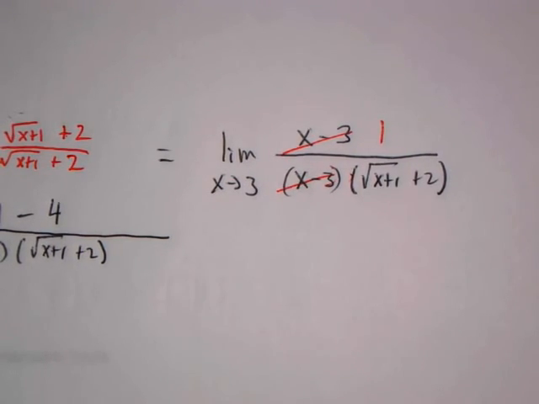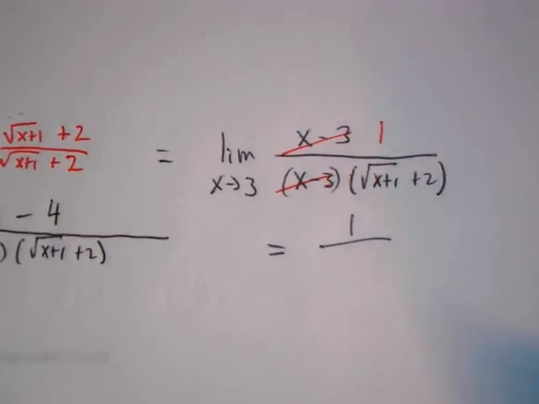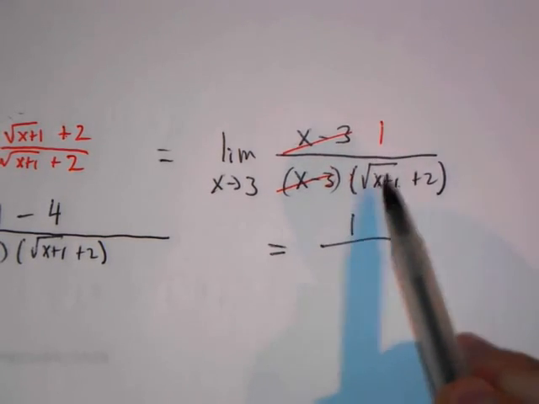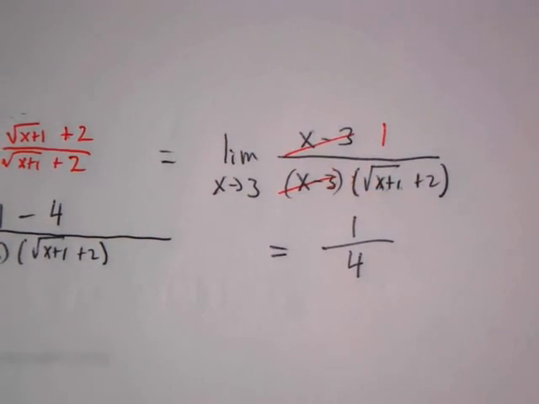Alright, well now I think I can go ahead and just plug my number in. So when I plug my number in, I have just 1 on top. 3 plus 1 is 4. Square root of 4 is 2. 2 plus 2 is 4. So there's my answer, 1/4.